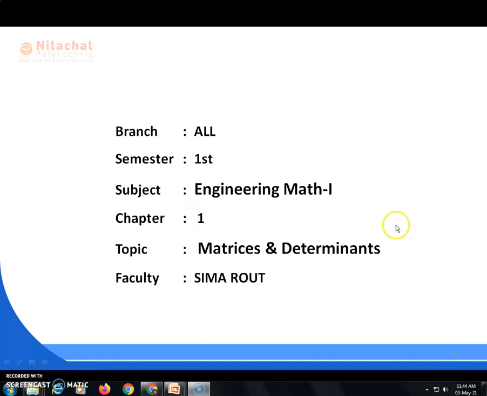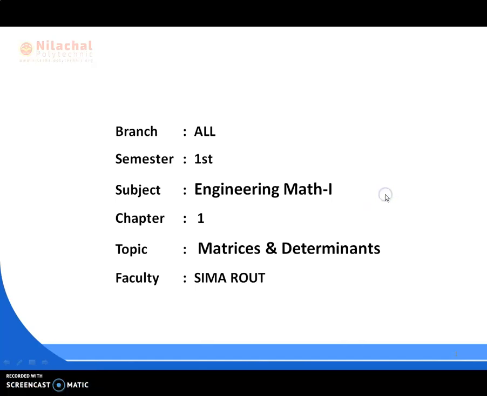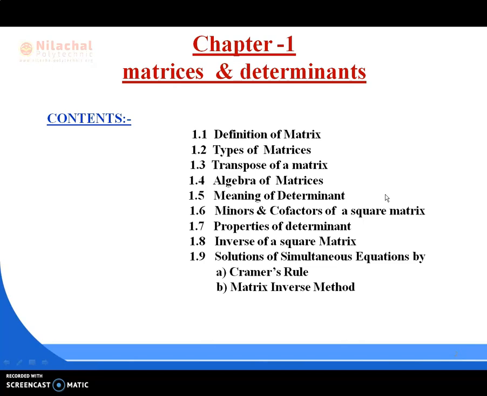Subject Engineering Mathematics 1, Chapter number 1. Topic is Matrices and Determinants. Let's see what are the contents in this chapter.